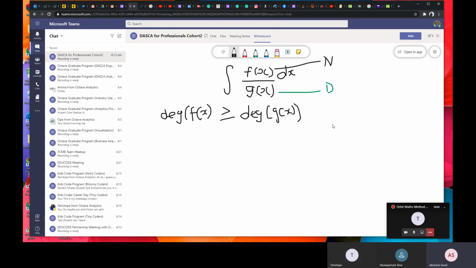What am I talking about? What do I mean by degree? We have something like x squared minus 3. This is a polynomial with degree what?